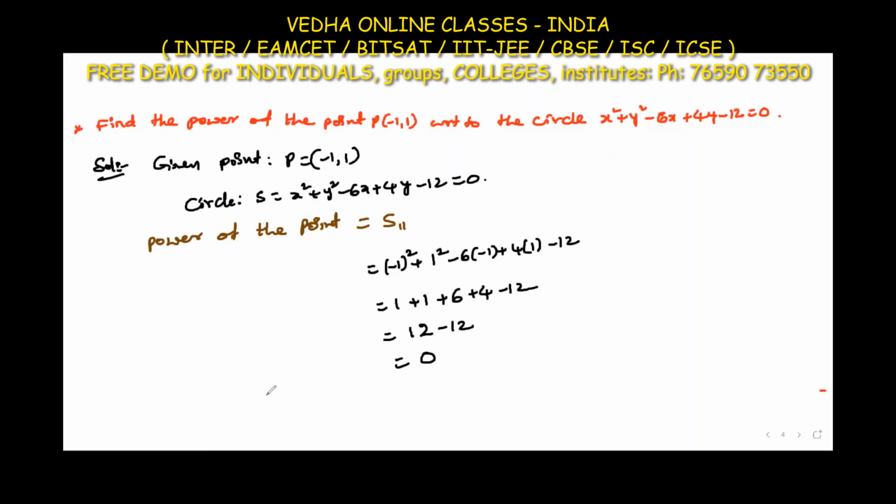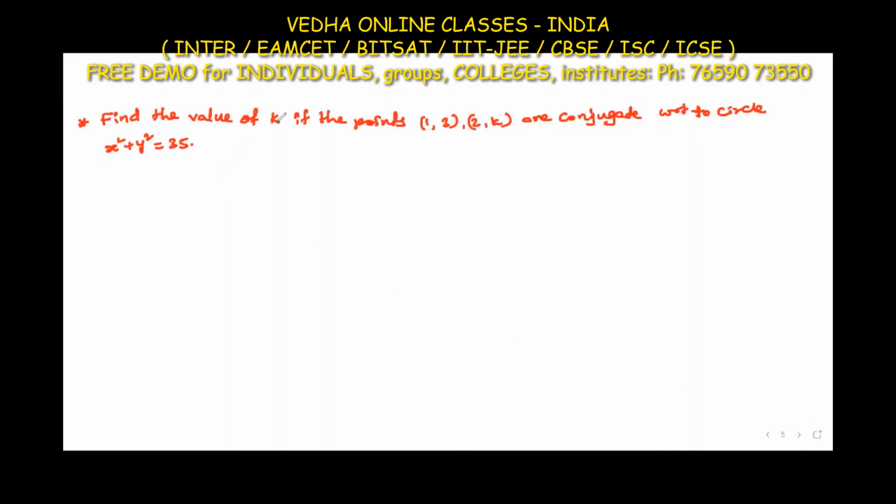What is the power of the point? Therefore, the power of the point is equal to 12. This is the required solution. Power of the point is 12, which means this point lies on the circle. We can also find the position of the point.